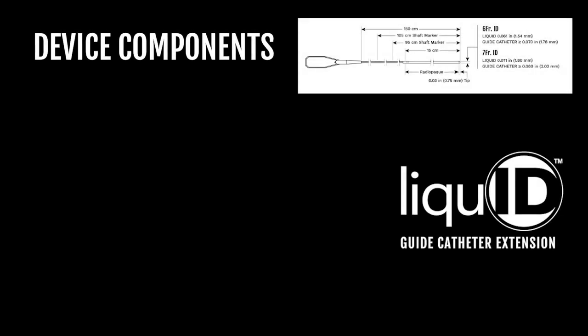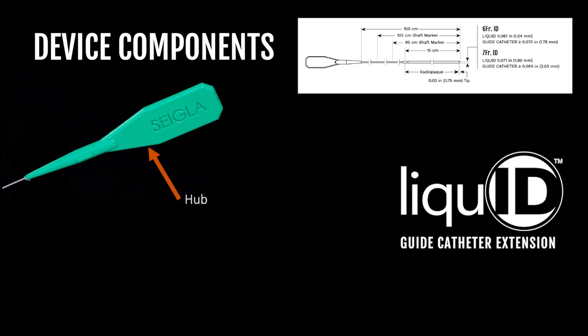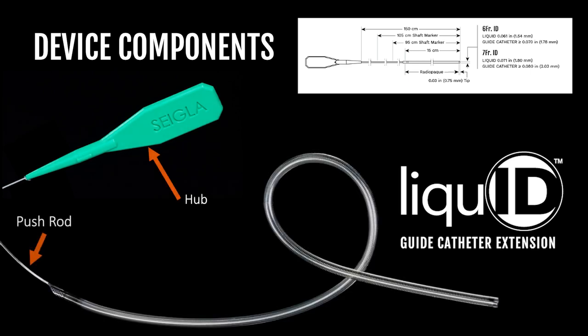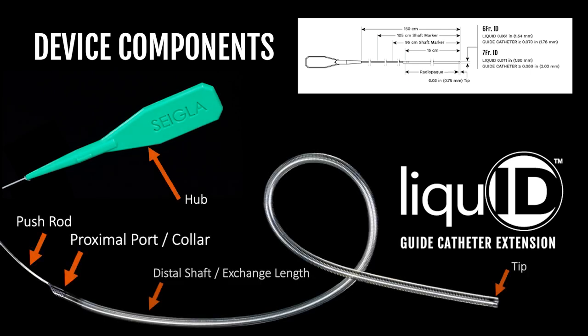A guide catheter extension is made up of four components: a hub, a push rod, a collar, and a distal shaft. The push rod and collar reside within the guide catheter. The distal shaft extends beyond the guide catheter and into the vasculature.